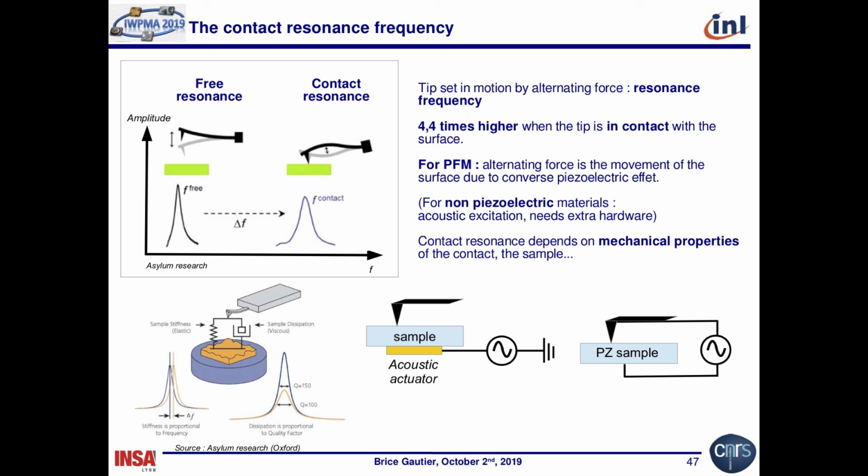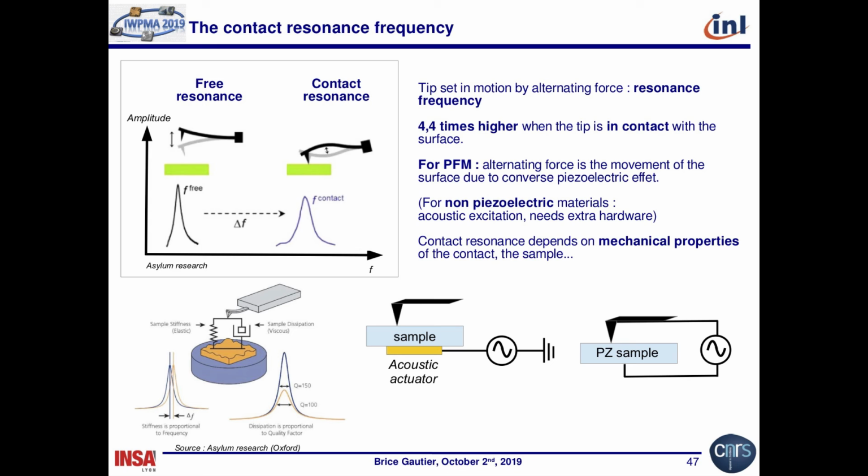The first thing that you can think is to go to the resonance frequency of your system, because you are in contact mode, but still you have a contact resonance frequency. And if you excite the free lever, you will have a resonance frequency here. If you are in contact, the resonance frequency will be higher because the system is stiffer, but still you have a resonance. And this resonance can be obtained by exciting the lever while in contact with the surface. If the surface is moving due to the piezoelectric effect, you will be able to work at the resonance frequency. This resonance frequency is 4.4 times the free frequency there.